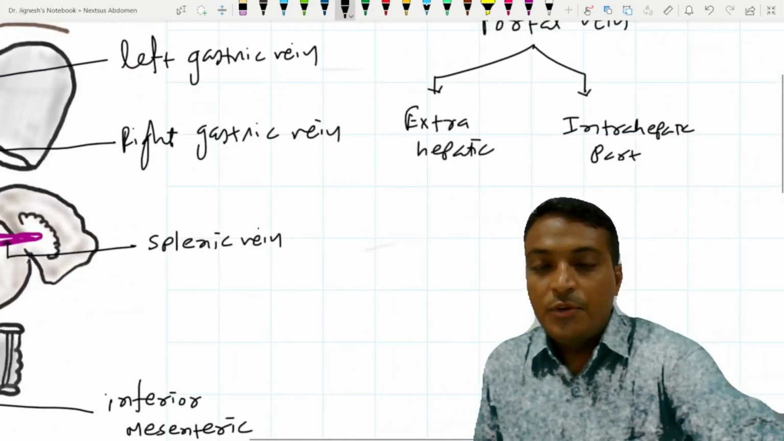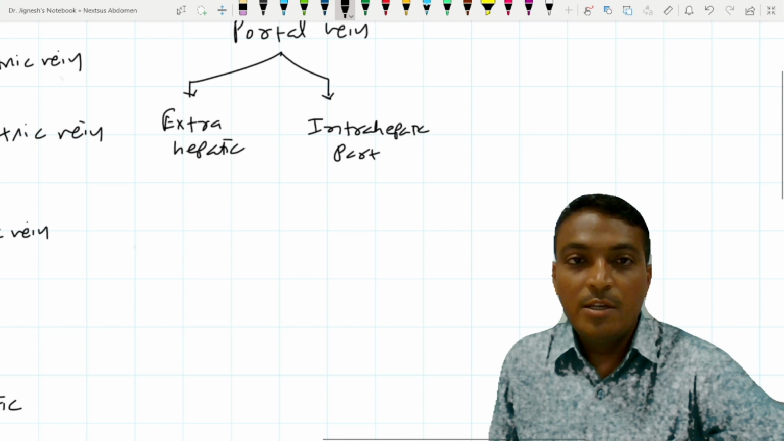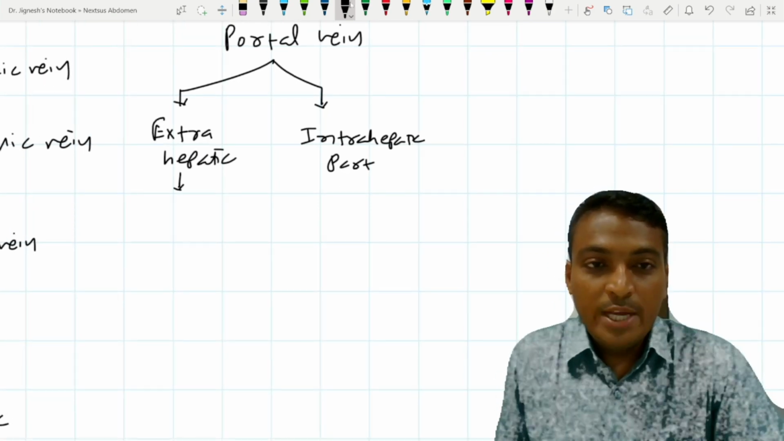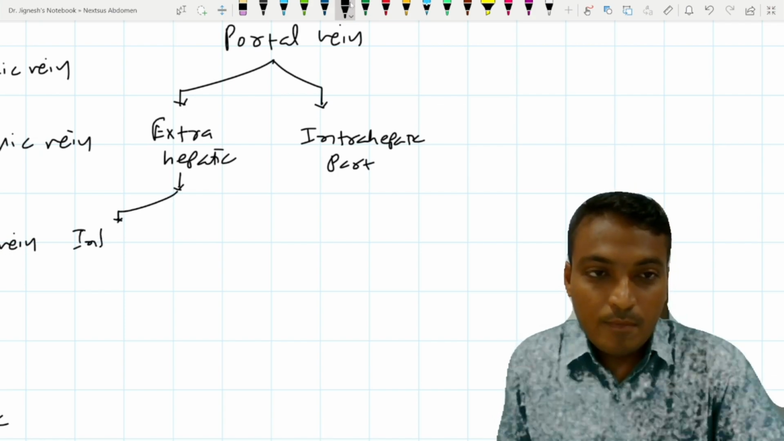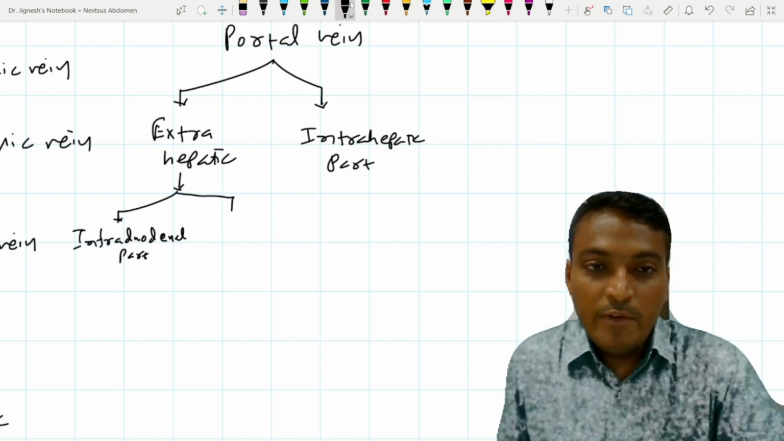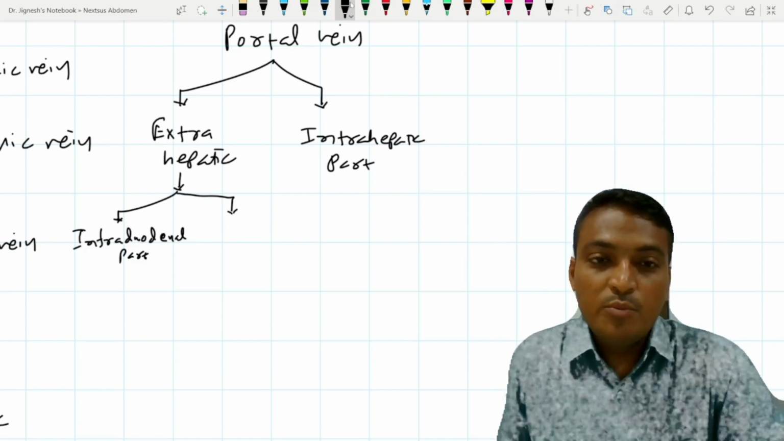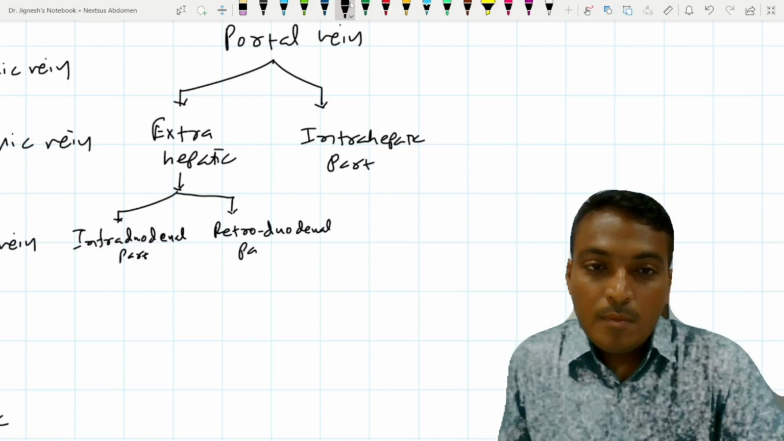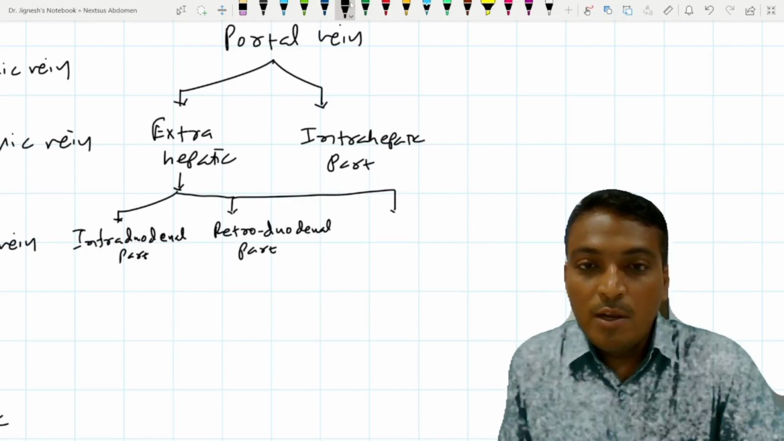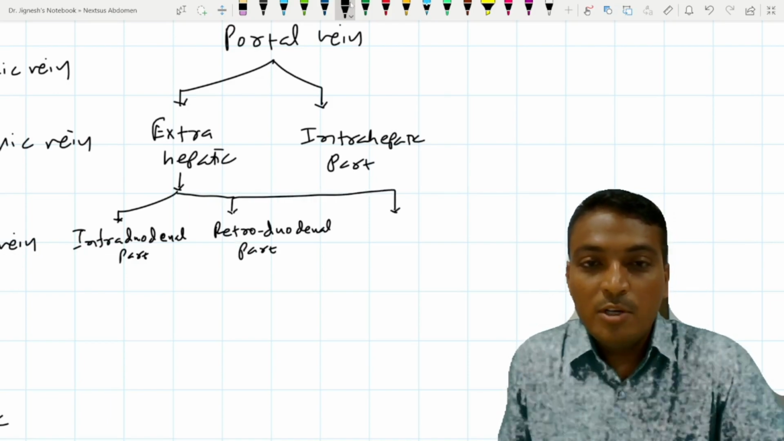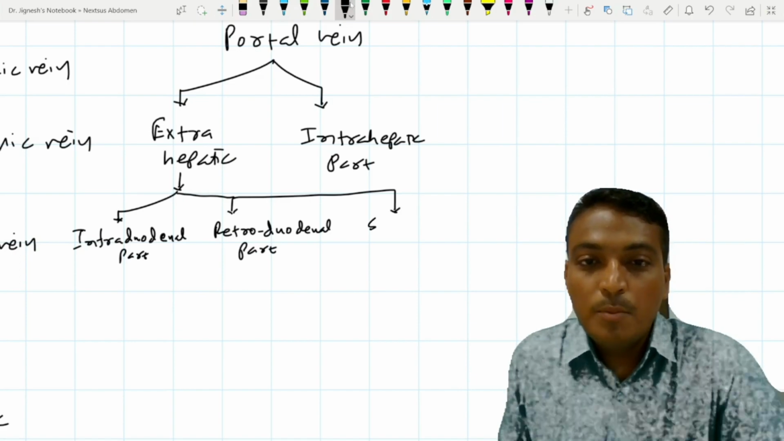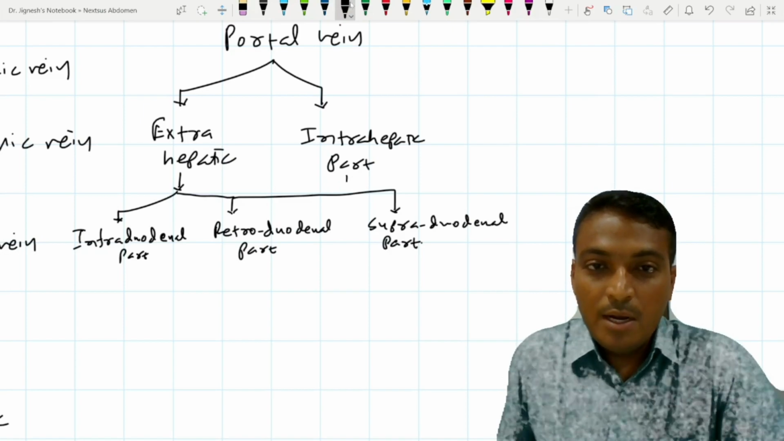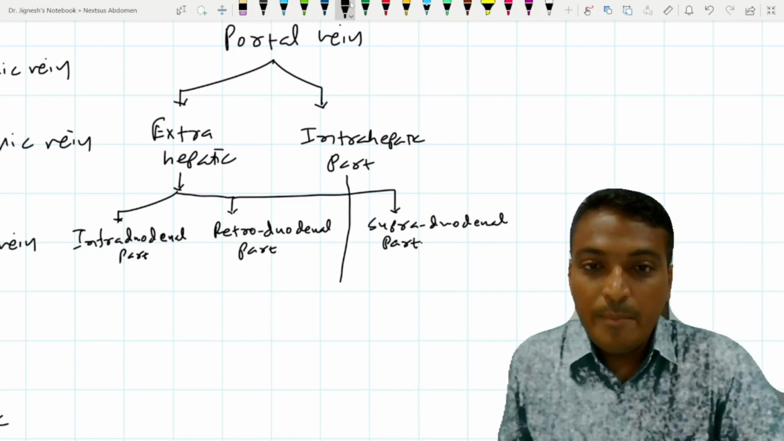Now this extrahepatic part is further divided into three parts. The part which is situated below the duodenum is called the infraduodenal part. The part of the portal vein situated behind the first part of the duodenum is the retroduodenal part, and the part of the portal vein which is situated above the first part of the duodenum is called the supraduodenal part.